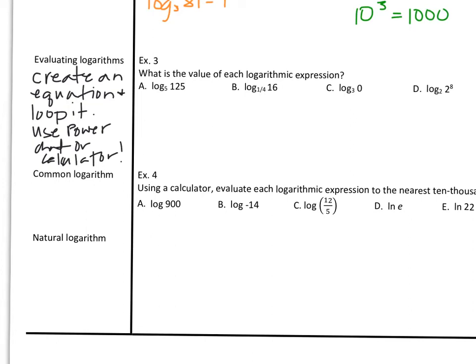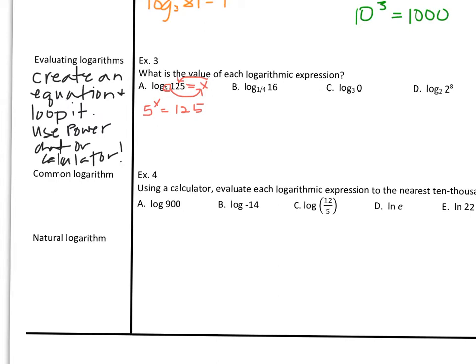To create an equation, we just want to set this equal to something. Let's set it equal to x. Since it's a logarithmic equation, we're going to convert it, looping it, back to exponential. The base for the logarithm is 5. That's going to be the base for my exponential. I'm going to raise it to the x power. So this is where we might have to guess and check. But I'll set it equal to 125.